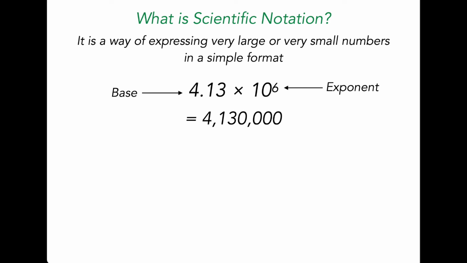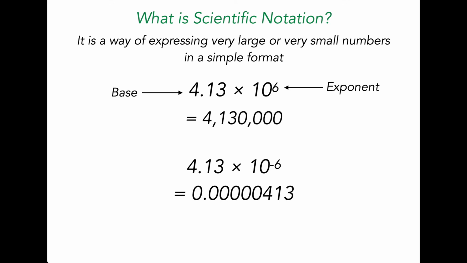Now, for the expression to be called scientific notation, the base number, 4.13, must be more than 1 and less than 10. So we don't write 41.3 or 413, but 4.13. The power to which we raise 10 is called the exponent. That was an example of using scientific notation to express a large number.